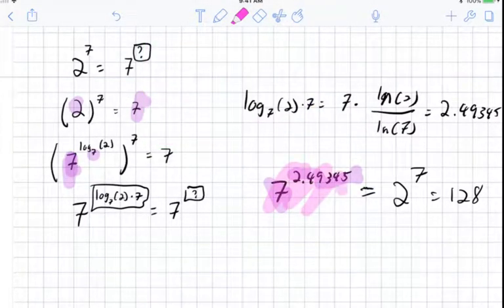I can also calculate this beast on my calculator. So I'll do that. 7 to the power 2.49345, and that's equal to 127.9999. Yeah, that's close enough. Okay.